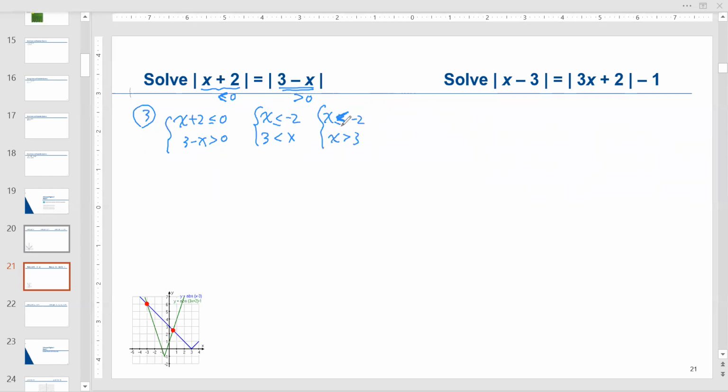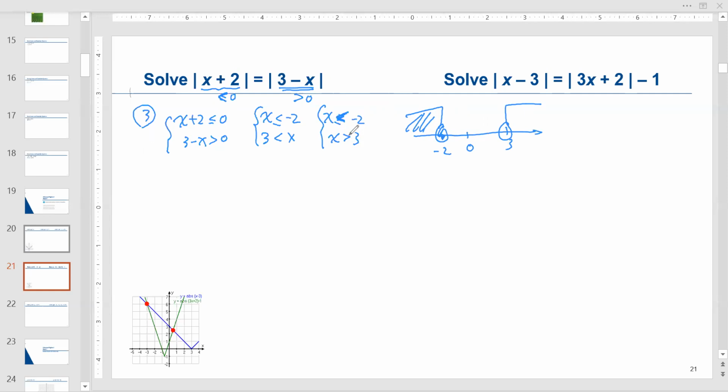So this result, when we graph this one, you can see here, I suppose 3 here, negative 2 here. Less than is this part, right? And greater than 3 is this part. There is no overlap area.